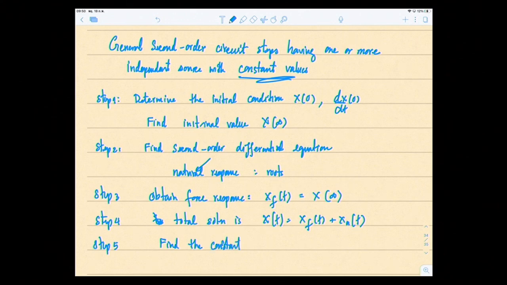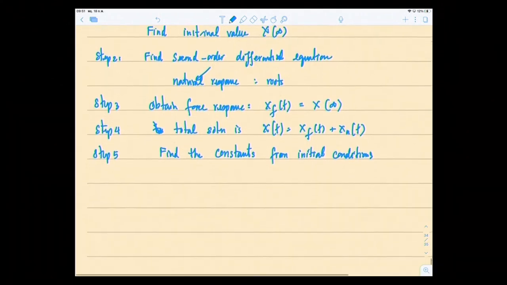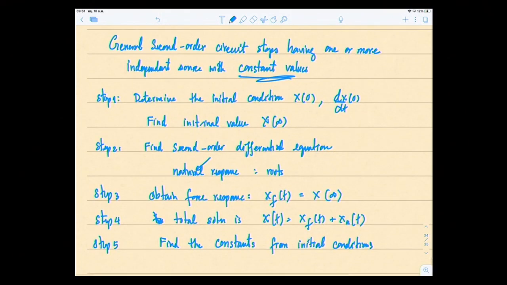Okay, let me rewrite. I think my handwriting is getting too tangled up. Find the constants from the initial conditions that you have found in step 1. And I'm going to do one example for this. Let me find, where's my example? Okay, you get all this down. I'll give you a few seconds to do that.